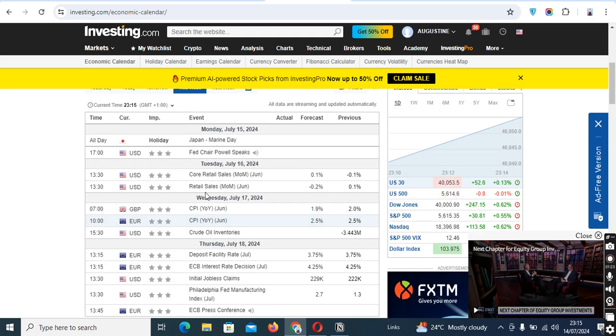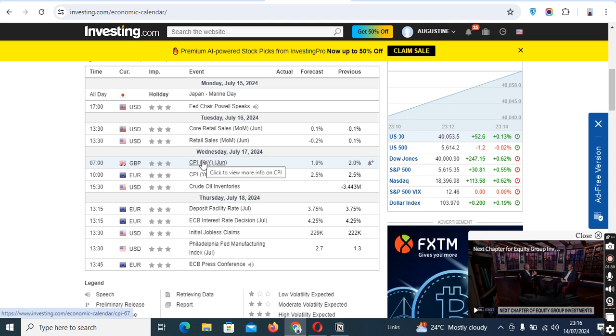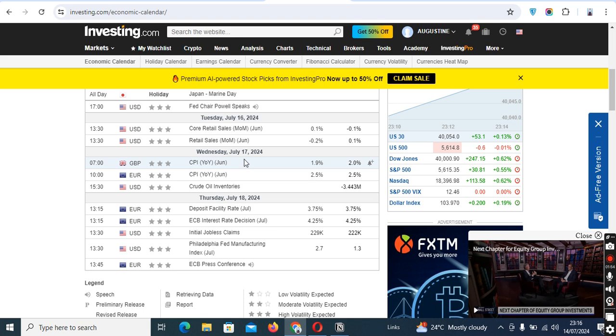All right, so on Tuesday there is high impact news on USD, and we can see USD retail sales is high impact news as well. Then on Wednesday by 7 a.m. GMT+1, we are going to be having GBP CPI and Euro CPI for the month of June, and then USD as well. So Wednesday is going to be very highly volatile for GBP and EURUSD pairs, right?